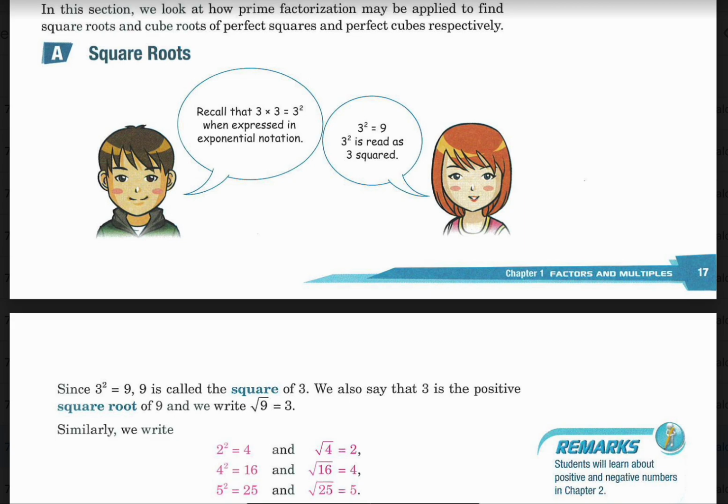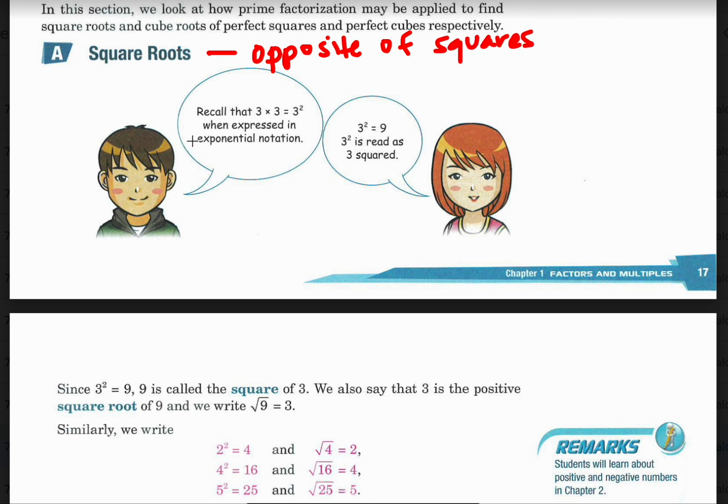Today we are going to talk about square roots. Just like how addition and subtraction, multiplication and division are opposites of each other, the square root concept is the opposite of squares.